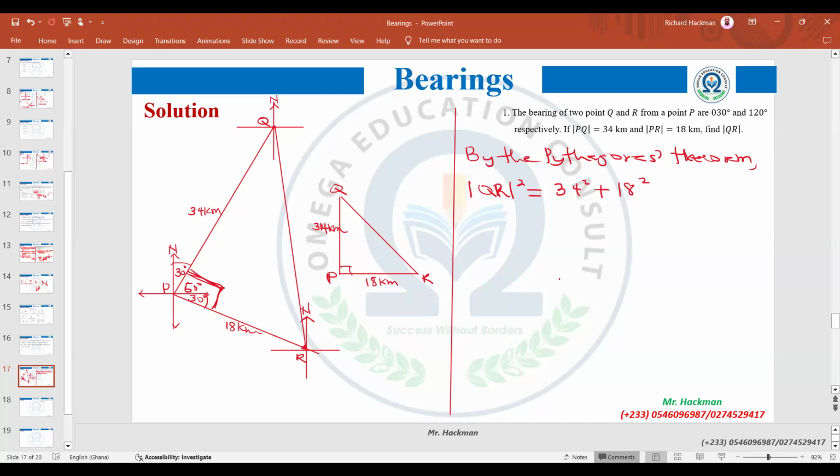Someone who is more matured will quote the refined version of Pythagoras, so the person can write QR straight away equals root of, then deal with that. It's the same thing, only that the person will quote the refined version other than the raw one. So in this case, what are we going to get? This will be equal to 34 squared.